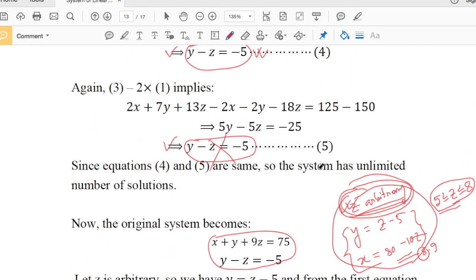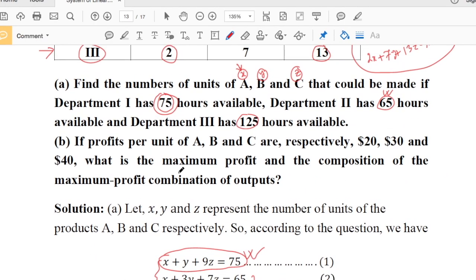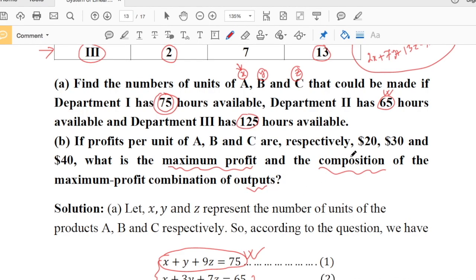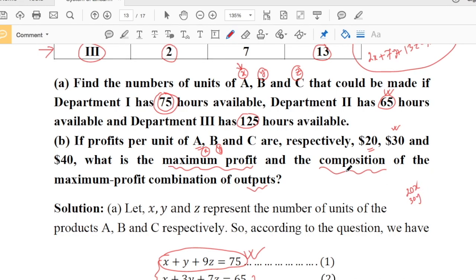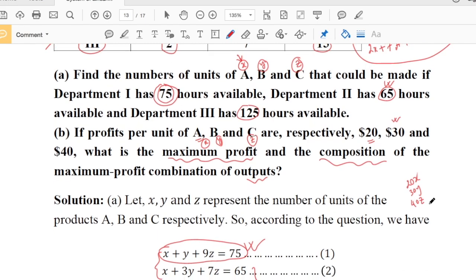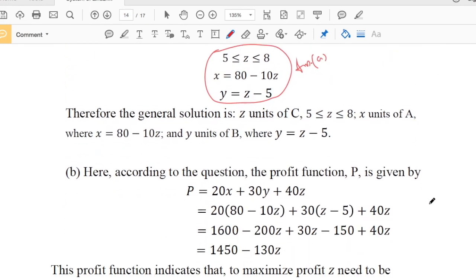Now part B. It says, in order to find maximum profit, what should be the values of x, y, and z? What should be the outputs? The profit per unit of A is $20. From 1 unit of A, profit is $20, so from x units of A, total profit will be 20x. For y units of B, total profit will be 30y. And for z units of C, total profit will be 40z. So our profit function in this case will be what?